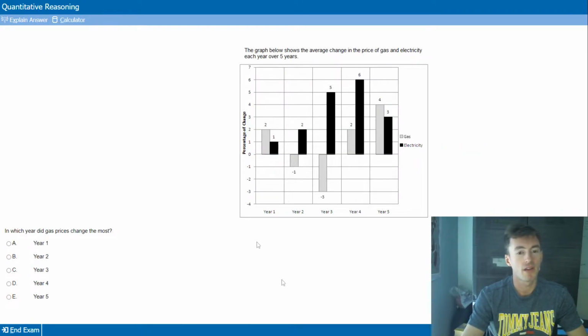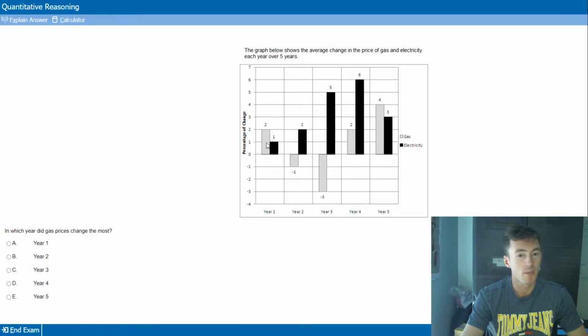Okay, here we have the kind of interpreting from a graph question. There'll always be some graphs and tables, something that you've got to interpret data from. I thought this one's quite good because it's talking about gas and electric bills, which are soaring at the moment. So let's go over this one. Which year did gas prices change the most?